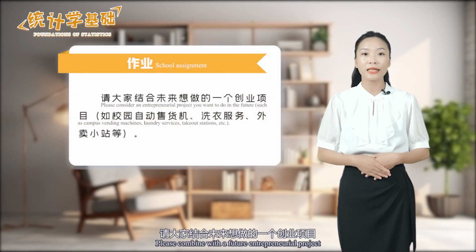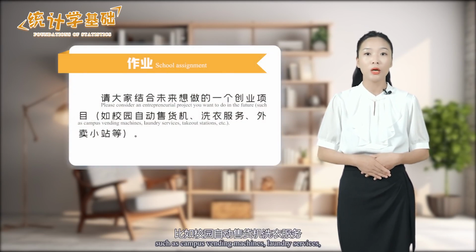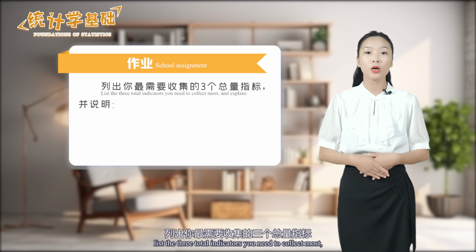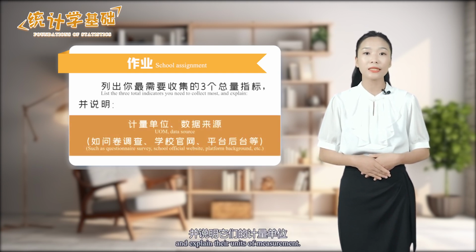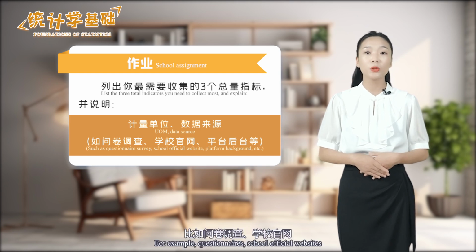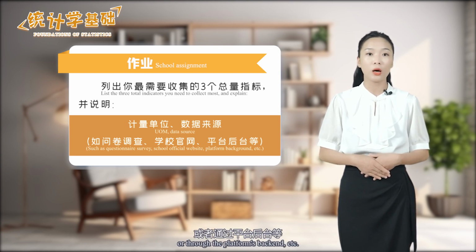Please combine with a future entrepreneurial project, such as campus vending machines, laundry services, takeaway stations, etc. List the 3 total indicators you need to collect most, and explain their units of measurement, and the data source. For example, questionnaire, school official websites, or through the platform's backend, etc. Looking forward to your wonderful answers.